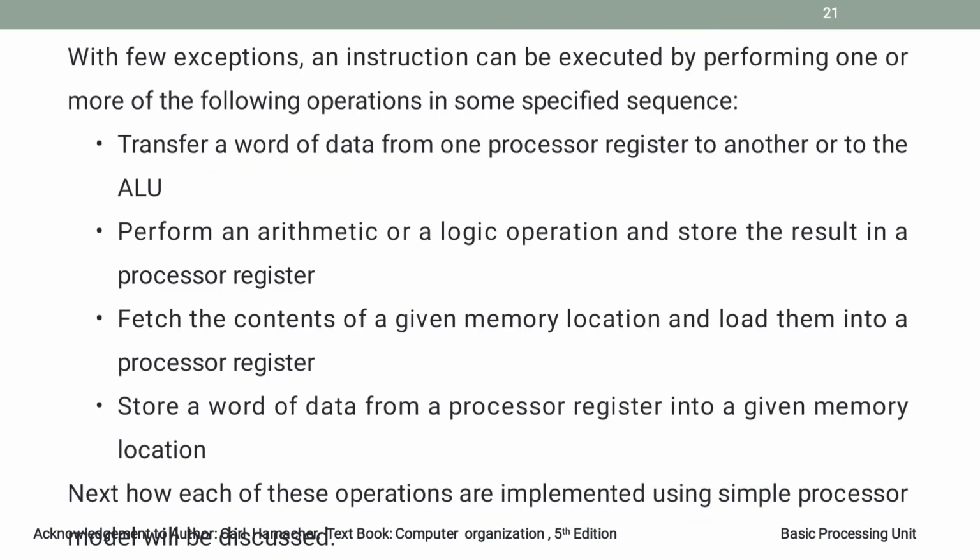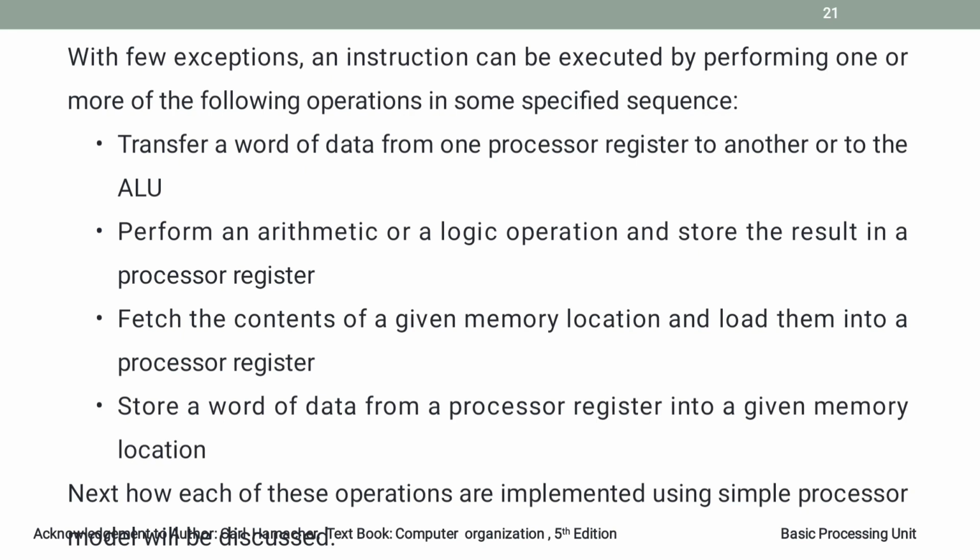With different internal parts of the processor, what kind of operations are needed? The first kind of operation is to transfer a word of data from one processor register to another, or to the ALU. Here there are different registers in the processor. Between the registers the data has to be transferred, and between the ALU and registers also. That kind of operation is needed. That is the first kind. Secondly, perform an arithmetic or logical operation and store the result in a processor register.